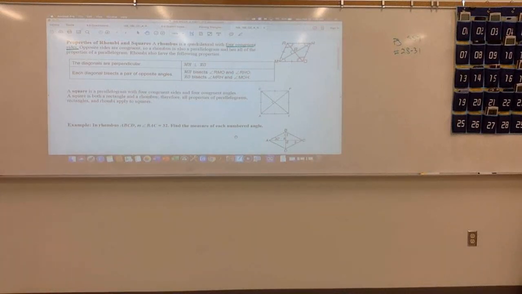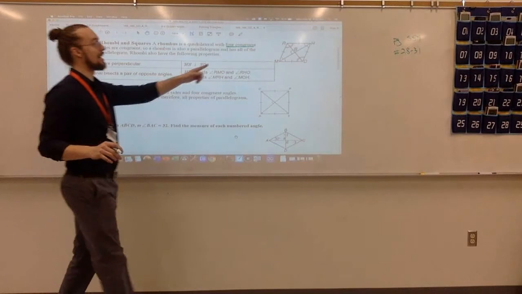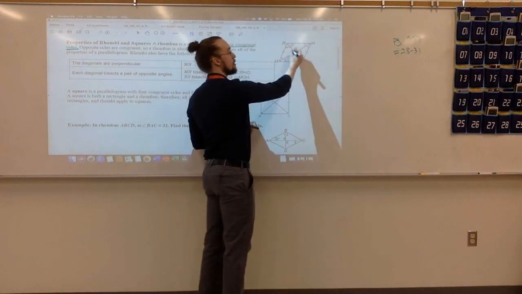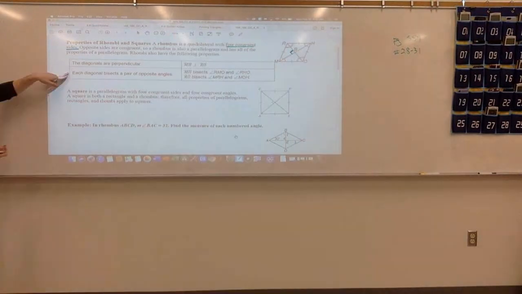We also know that a rhombus is still a parallelogram, so all the properties of a parallelogram still apply. A couple of additional properties, though, are that the diagonals are perpendicular. Right? So the lines, if I connect opposite vertices, those lines form right angles. They are perpendicular. And also, each diagonal bisects each pair of opposite angles.